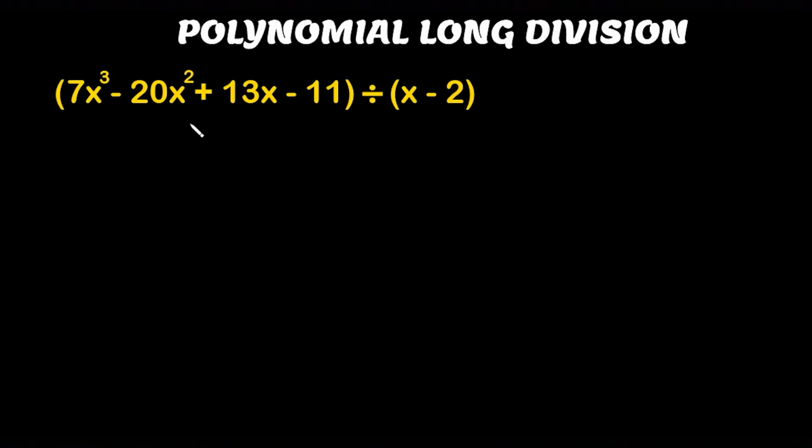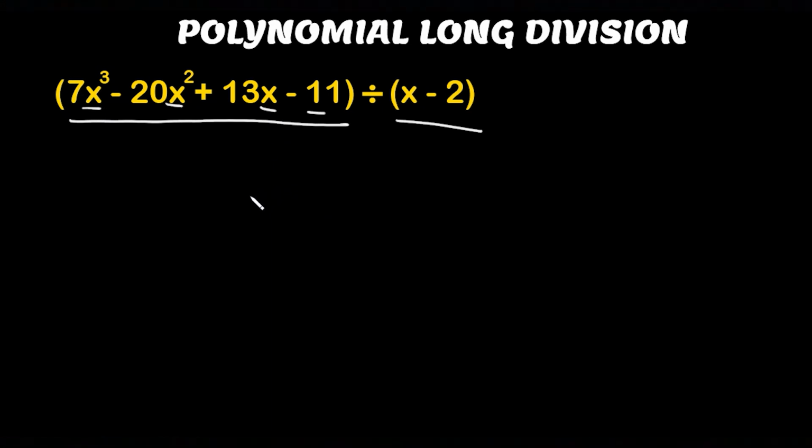So here's our first example. And just to clarify, this whole part right here is my dividend, and this part here is my divisor. Now what you want to do before you even try to set up the problem is look for any missing powers. If I look at my dividend, I'm going from x cubed to x squared to x to my constant. I don't have any missing powers, meaning I don't have to put in any zeros.